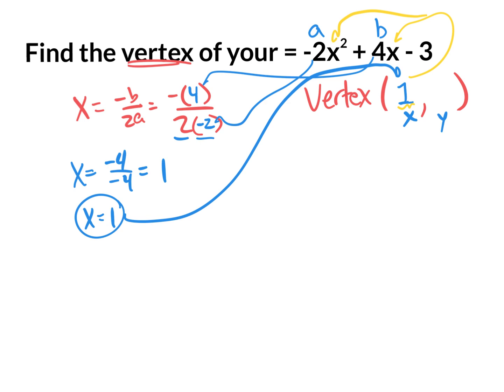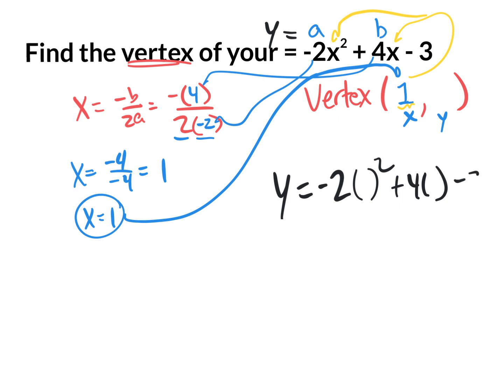So I'm going to replace, you know what, there's a typo here. It should have said y equals; it says find the vertex of your equals. It should be y equals, I apologize. So I'm going to replace the x values with parentheses. Y equals, it reads negative 2x squared, plus 4x, and then minus 3 at the very end. And then we, of course, substitute the x value of 1 right in there.